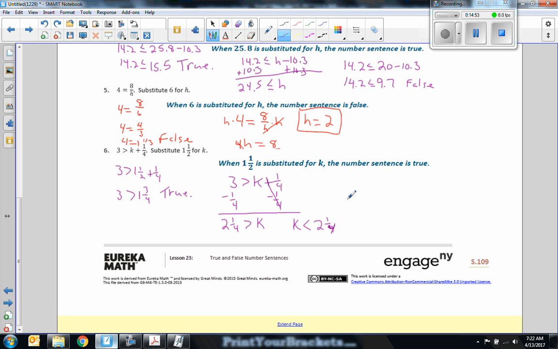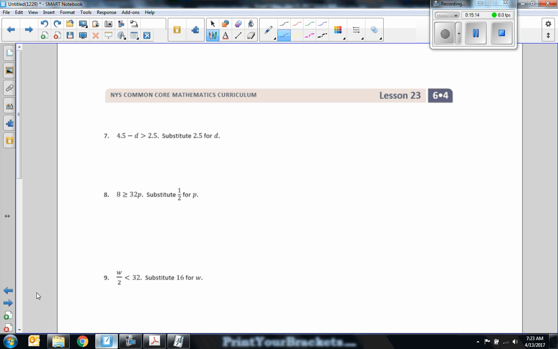So now if I plug in 2, because 2 is less than 2 1/4, and I say 3 is greater than 2 plus 1/4. 3 is greater than 2 and 1/4. That is true. So any number less than 2 1/4 would work. 2, 1, 0, -1, -2 to infinity. Negative. All right.